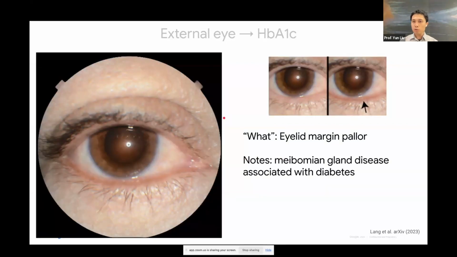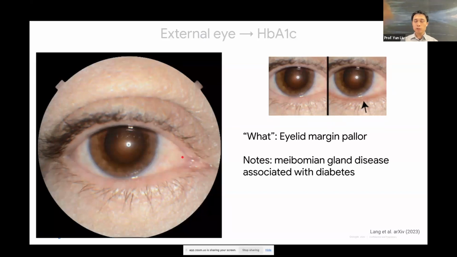And then we moved on to look at another prediction. In this case, this was looking at the A1C value. And so the model was predicting A1C. And a little bit surprisingly, we found that the margin over here was becoming lighter. We looked at the literature, and it turns out there's some evidence that meibomian gland disease is associated with diabetes. And one thing that might be happening is the model is picking up some kind of association with those glands that are changing.